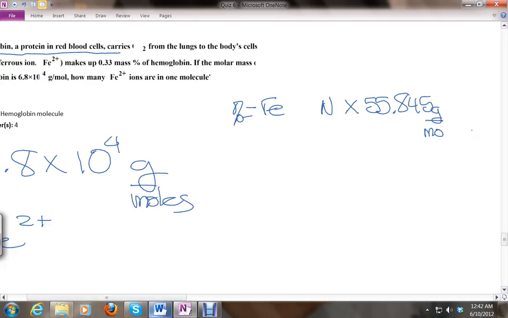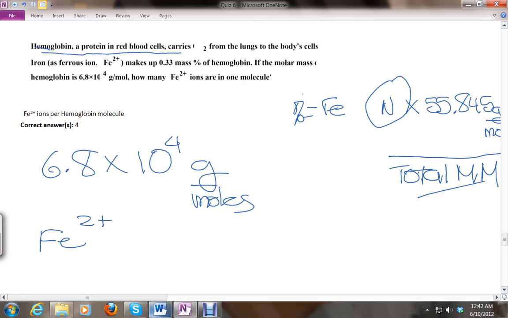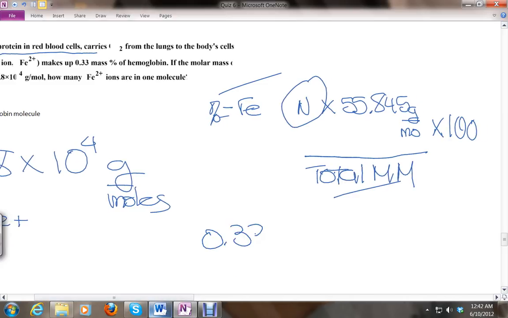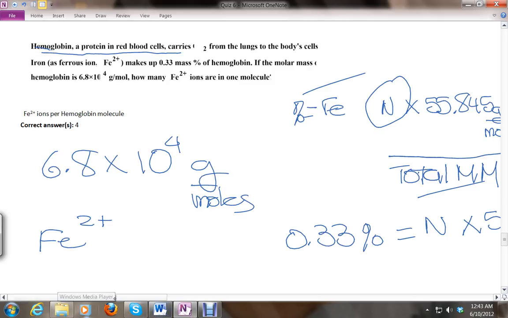Okay, so you divide it by the total molar mass of the compound, in this case hemoglobin, and by 100. Now, you don't have the number of iron. That's what we're trying to find out. But they're giving you the molar mass of the hemoglobin, which is 6.8 by 10 to the fourth. They're giving you the percentage, that is 0.33%. So if you do 0.33%, and you don't know the number yet, that's what you're trying to find out, multiplied by 55.845 over 100, and 6.8 by 10 to the fourth.